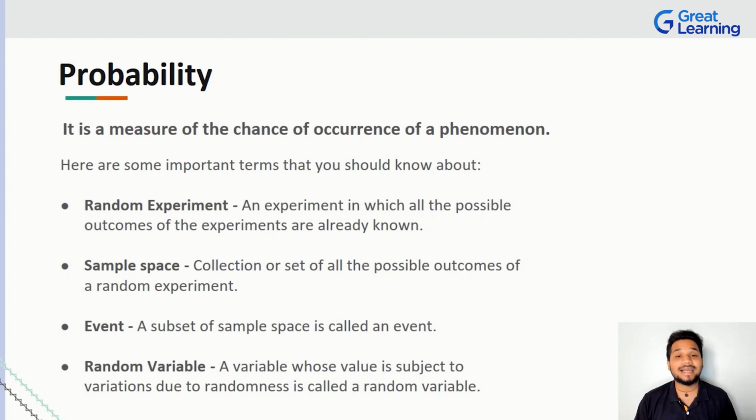And then you have something called a random variable. A random variable is basically a variable whose value is subjected to certain variations, certain randomness, and hence it's called a random variable, right?